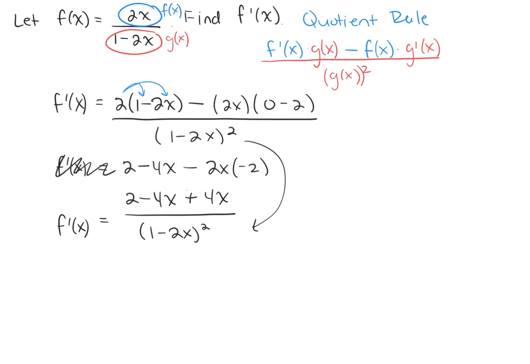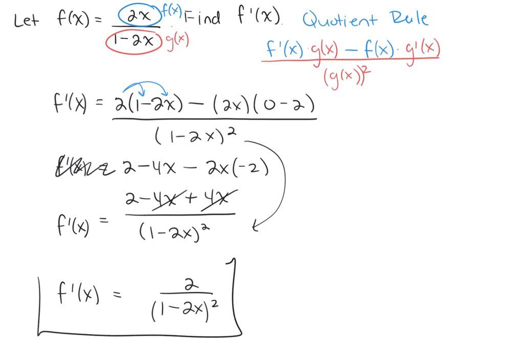And then, we can see that this 4x and that 4x are going to cancel each other out. So the derivative function is 2 over (1 minus 2x) squared. And that is our final answer.